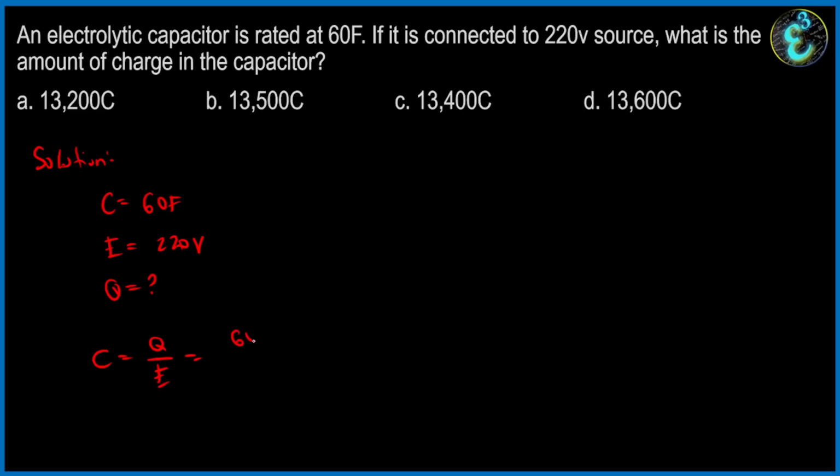So, meron po tayong 60 farad. Yung hanap natin ito is yung charge pala. Erase muna natin ito. So, let's solve for the charge. Ilipat na sa kabila. Charge is equal to the capacitance times the voltage. Substituting, we have charge. Our capacitance is 60 farad, habang yung ating voltage is 220 volts.